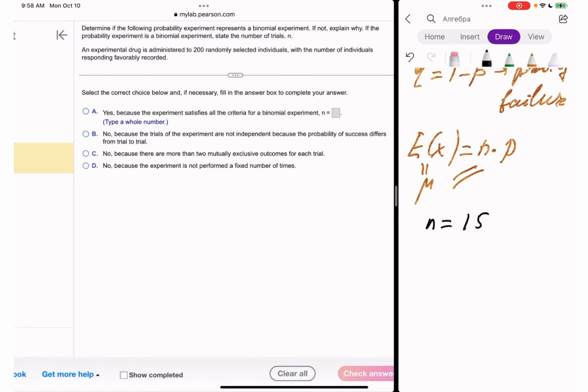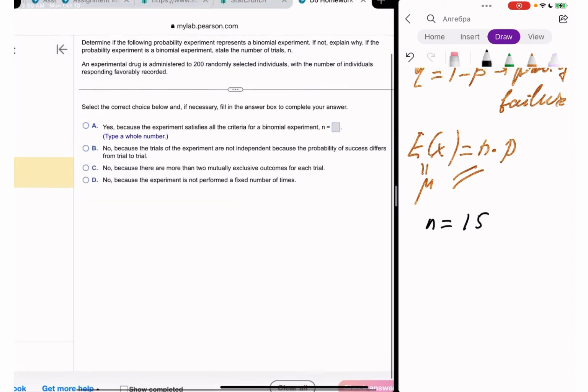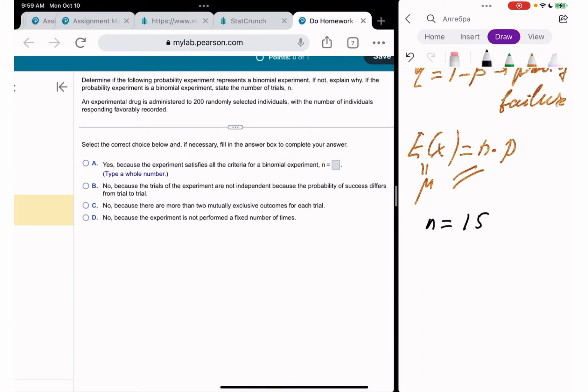Next one. Moving to question number 4. Determine if the following probability experiment represents a binomial experiment. If not, explain why. So it's the same question. Here we have an experiment: a drug is administered to 200 randomly selected individuals, and the number of individuals responding favorably is recorded.